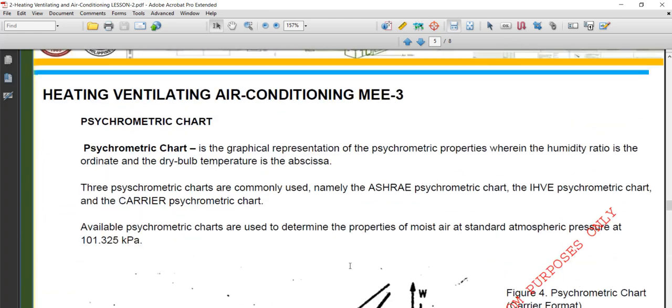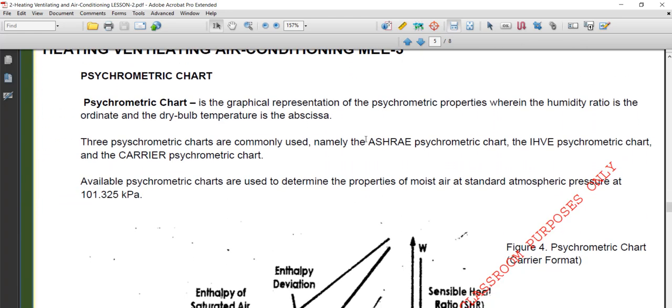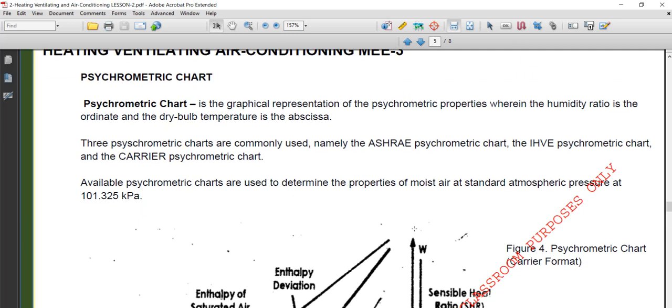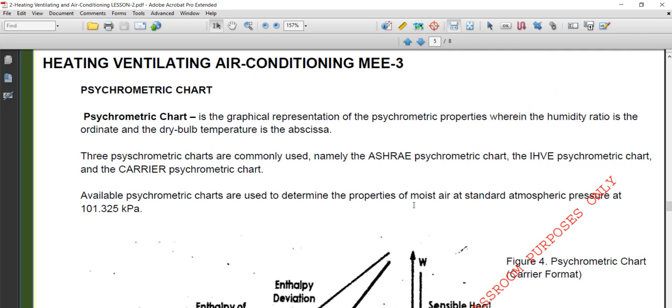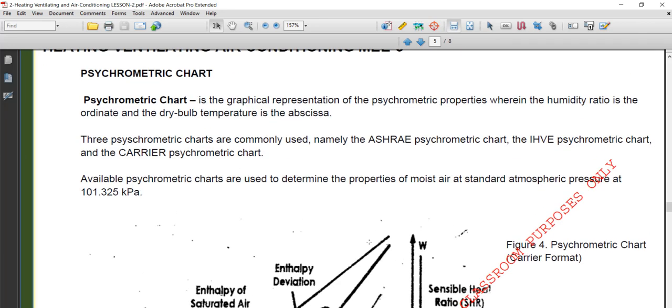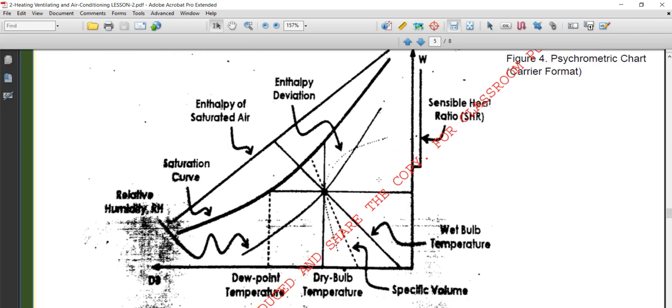So let's go to the psychrometric chart. It's a graphical representation of psychrometric properties wherein the humidity ratio is the ordinate and the dry bulb temperature is the abscissa. So you have the humidity on this side, and then you have the dry bulb temperature going here.